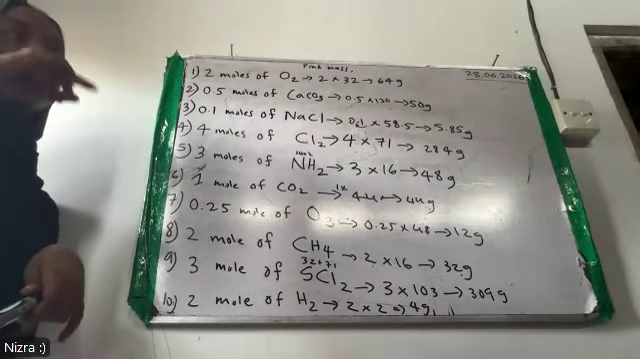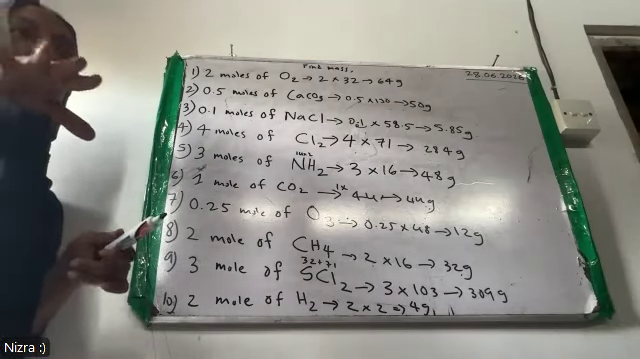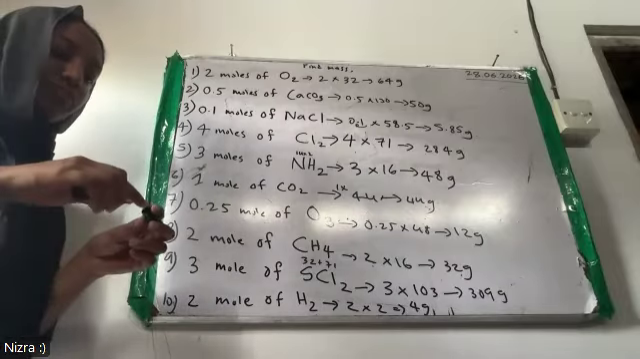The next part of this lesson is Avogadro's constant. You might have come across that part. So we can continue that in the next class. Okay?